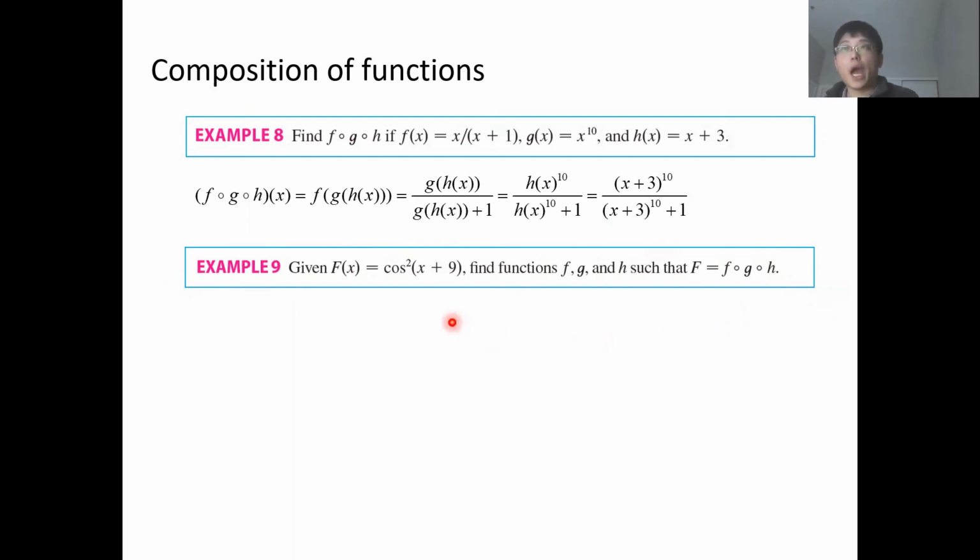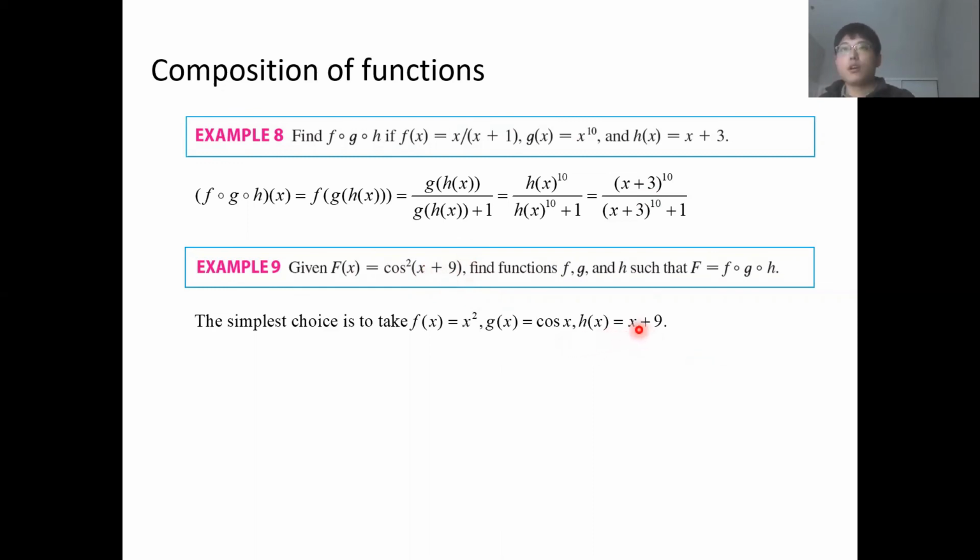The obvious way of finding such three functions is to work from outside to inside. You see that the most outside function is going to be the square function. So the simplest choice is to take f of x equals x squared. And then the next layer will be the cosine function, so I will just do g of x equals cosine of x. And finally, the innermost layer, that will be x plus 9, so I can just do h of x equals x plus 9.